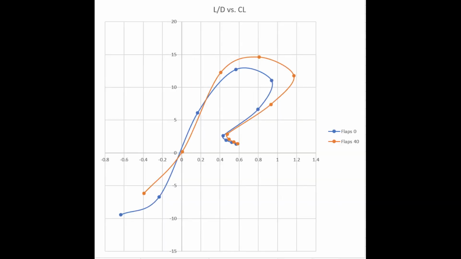Here, we see lift over drag graph for different CL values. The highest L over D value was found to be slightly below 15 at around 0.8 CL. Compared to the manufacturer's data, it is around half of what it should be. It was noted that changing the flaps angle did not result in noticeable differences.